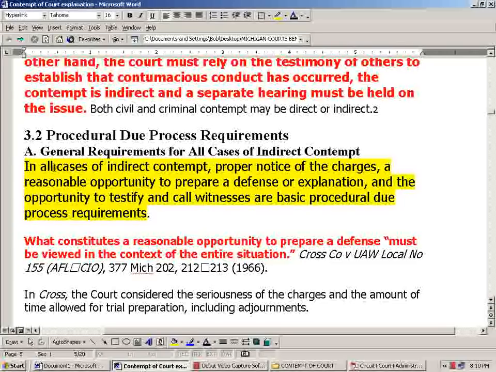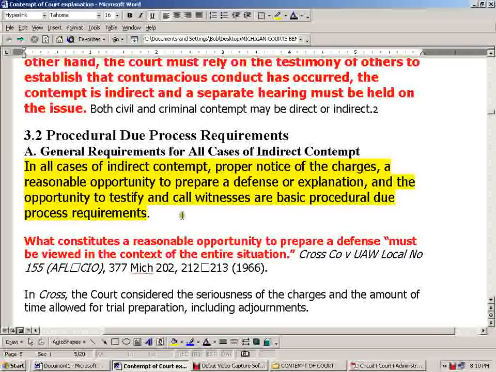In all cases of indirect contempt, proper notice of the charges, a reasonable opportunity to prepare a defense or explanation, and opportunity to testify and call witnesses are the basic procedural due process requirements. But you're not doing them. That's what the court's going to do, because lawfully only the court can call someone to court. Not a plaintiff. The court calls you to court.